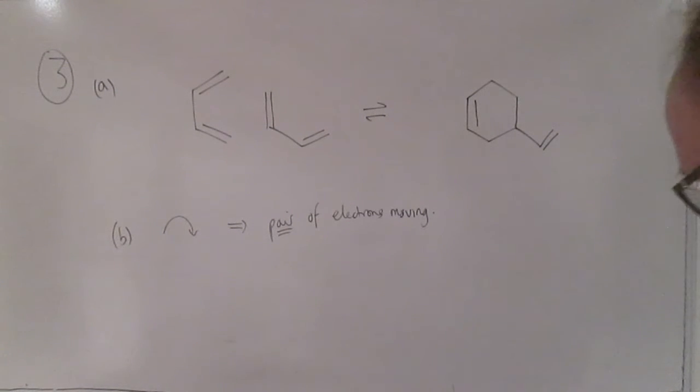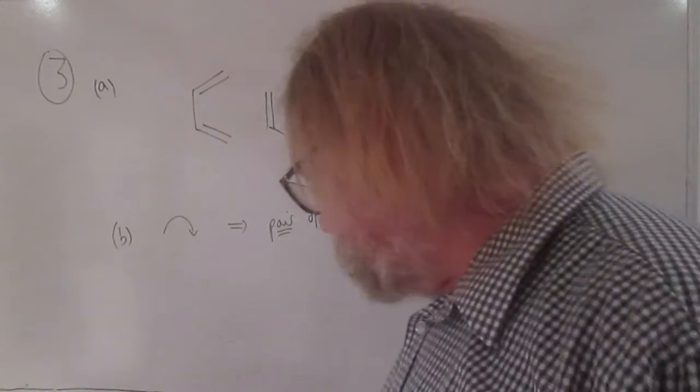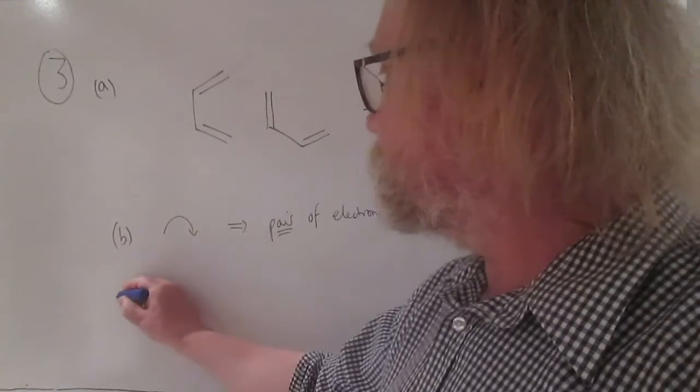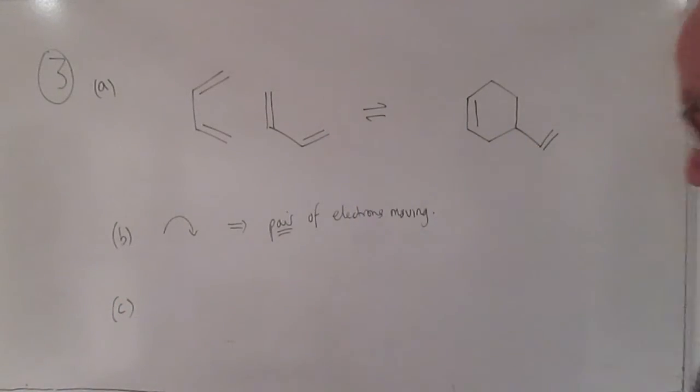So then, in part C, it asks you to propose a mechanism for this reaction just using curly arrows. Now, this was a pretty ambitious question. It's something which, if it came up in an exam, they would not be expecting many people to get right. But I think it's good for you to have a think about it, because it really gets you to think about what this means.